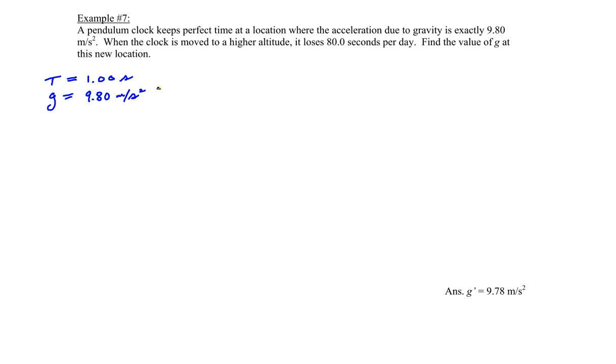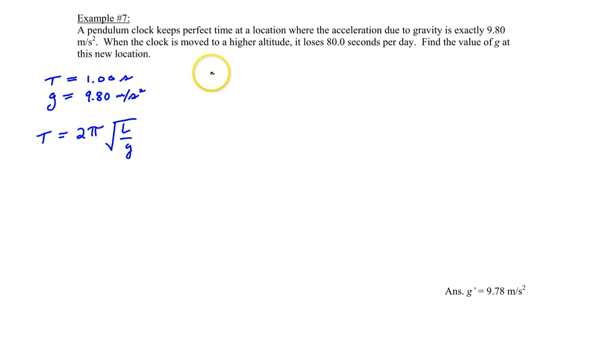Now, we're not told what the new period is, but you have to figure it out from the information they give you. They tell you that you move to a higher altitude, and T equals 2 pi square root L over g. So if you move to a higher altitude, hopefully you recall that g will get smaller. So as g gets smaller, the period will get longer. So basically, the period at the higher altitude location will be longer because it's losing time per day.